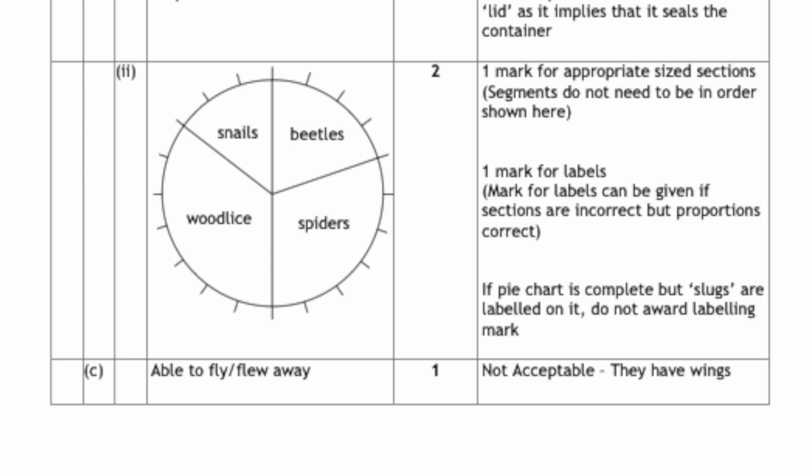Then what else have we got? Pie chart is complete, but slugs are labelled on it, you don't get the mark. So don't put a slug label on because there are no slugs.